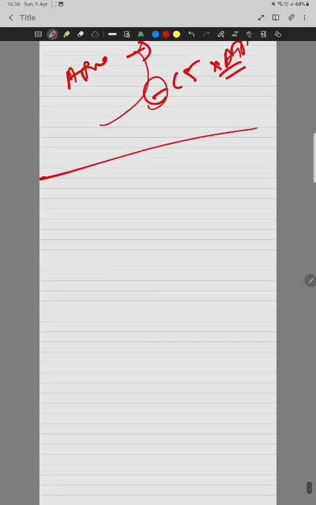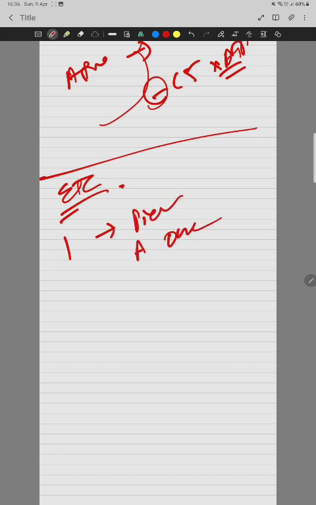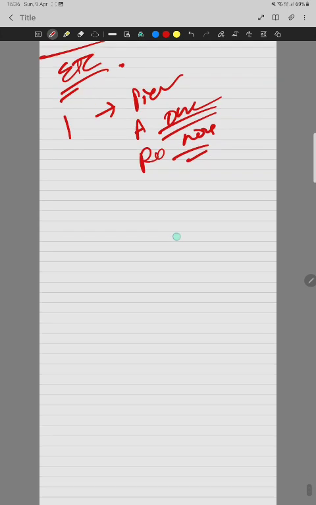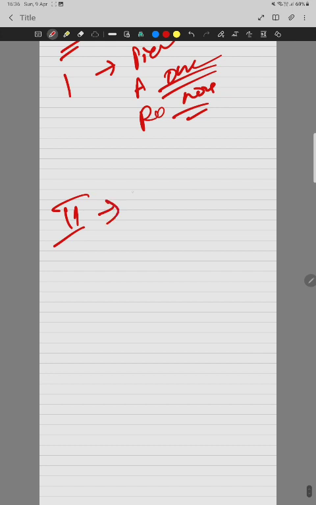So next, coming to your basically ETC inhibitors, sure shot. So complex 1 means what? That is your piericidin, your amobarbital is coming, and also rotenone is coming. So this is very very important. Next, coming to your complex 2. Complex 2 is carboxin, or your TTFA. Don't confuse between your carboxin here and your thenoyltrifluoroacetone.